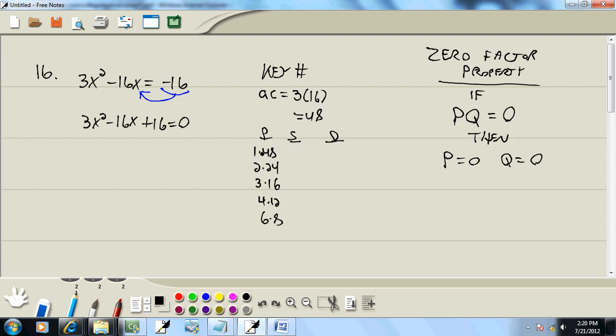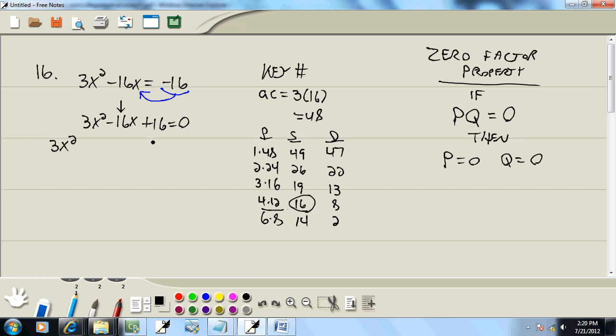The sum column, where we add these numbers together. 1 plus 48 is 49, 2 plus 24 is 26, 19, 16, 14. And then the difference column, where we subtract them. 48 minus 1 is 47, 24 minus 2 is 22, 16 minus 3 is 13, 8, and 2. Now, the number we're looking for is the number on the middle term, which is 16, which is right there, so we're going to use 4 and 12.